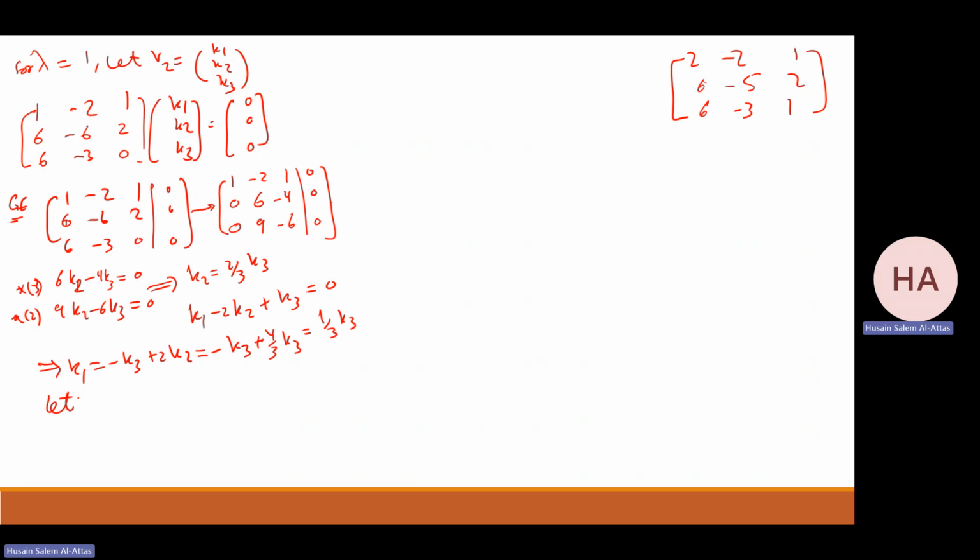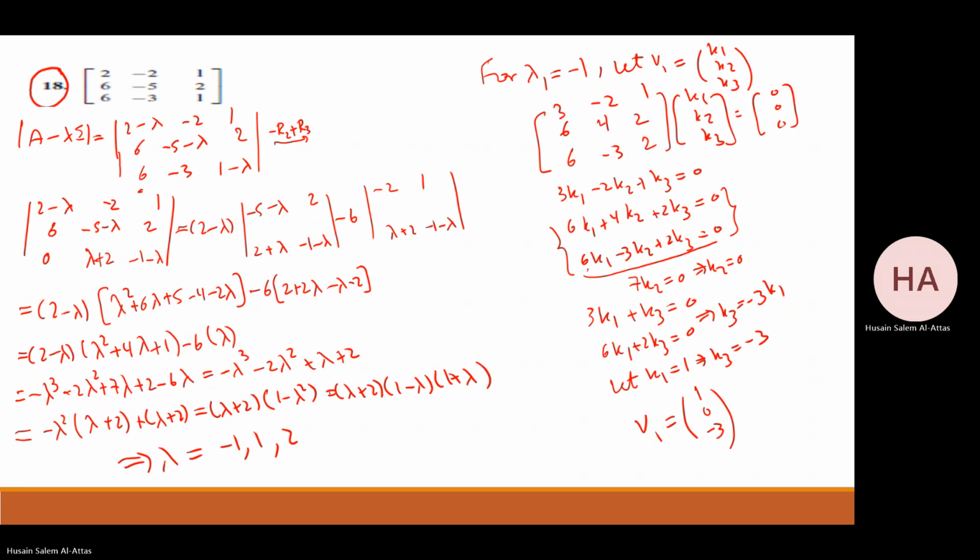So I let k3 be my free variable. So k3 equals 3. That implies k2 equals 2, k1 equals 1. So my v is 1, 2, 3. Good. Now for lambda equals -2. Was it -2? Plus 1, 2, 2 or -2? It is -2, sorry. For lambda equals -2.